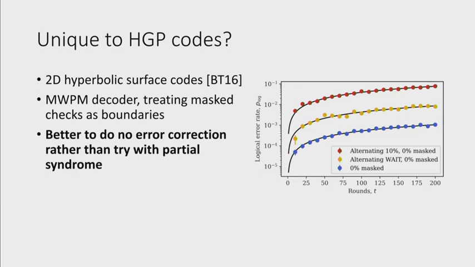And what we find actually is that it's better to do no error correction rather than to try with this partial error correction. So this red line is trying to do error correction with the 10% masked, whereas this yellow line is just skipping entirely the syndrome rounds where we don't have the full information. So it seems like there is something with Hypergraph product codes or the small set flip decoder which allows this sort of robustness in the decoding.